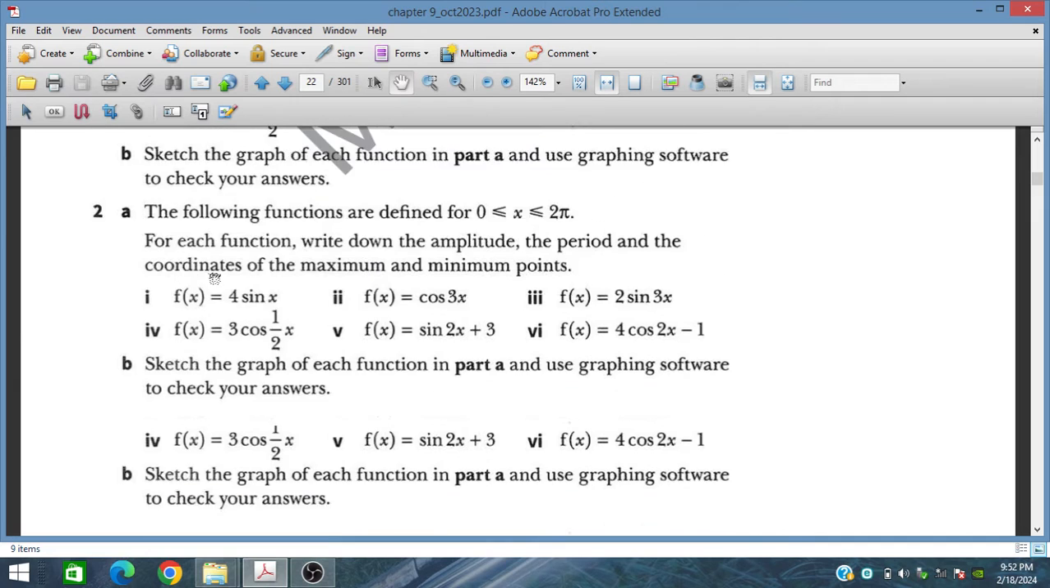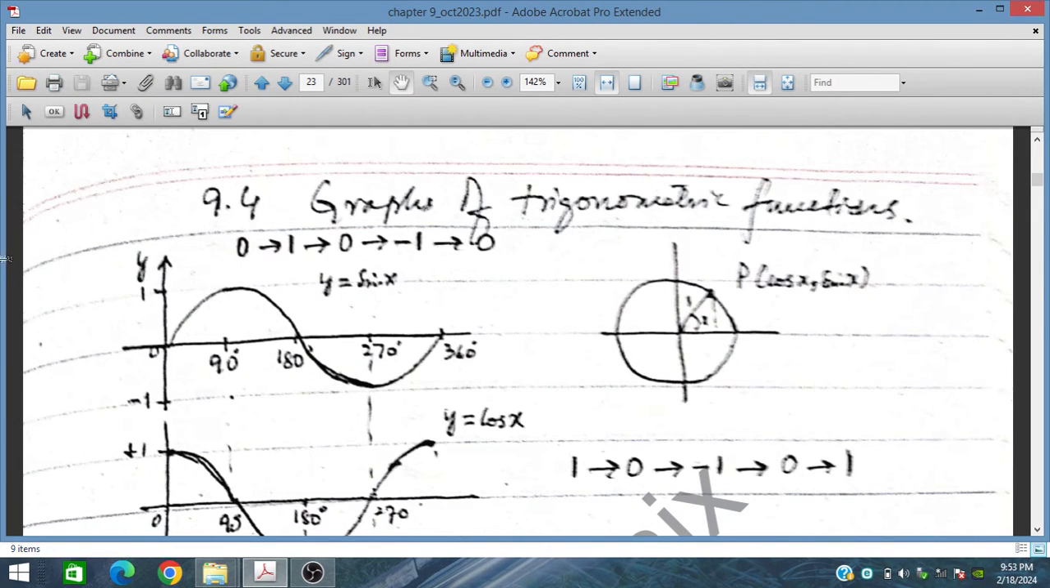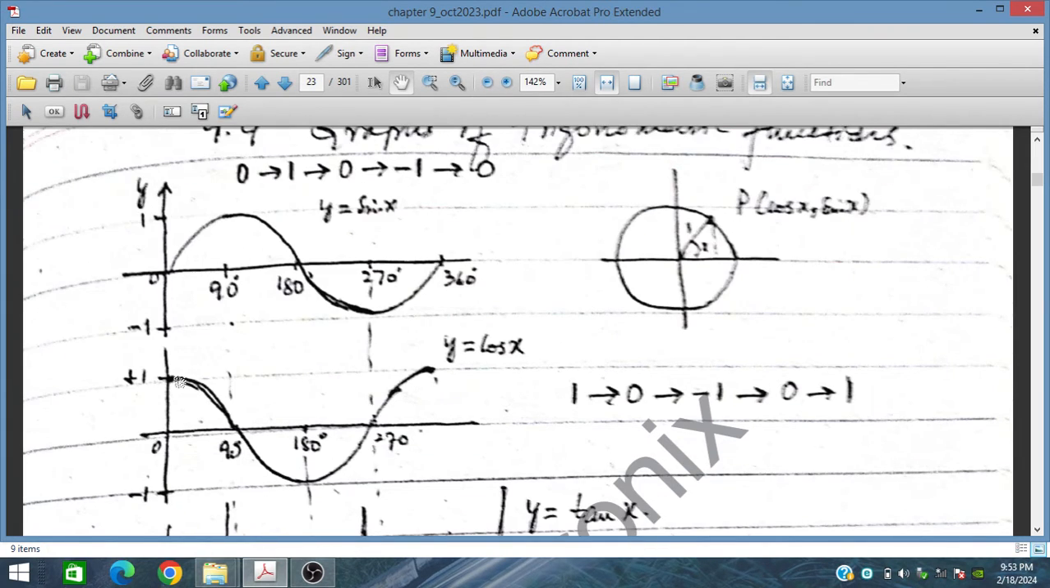So we will solve part 1 here. Since this is a trigonometric function, y equals sine x increases from 0 to 1, then from 1 to 0, from 0 to -1 at 270 degrees, and then it reaches 0 again. For the cosine function, we have 1, then it goes to 0, then -1, then 0 again, and from there we get 1. This is the way that we plot.